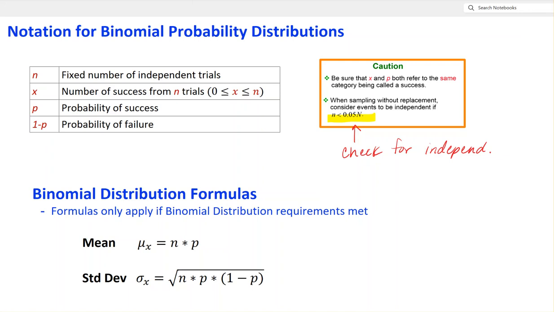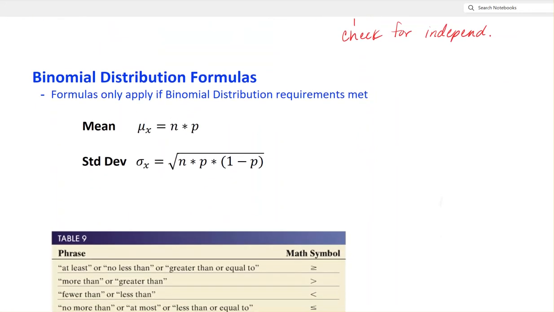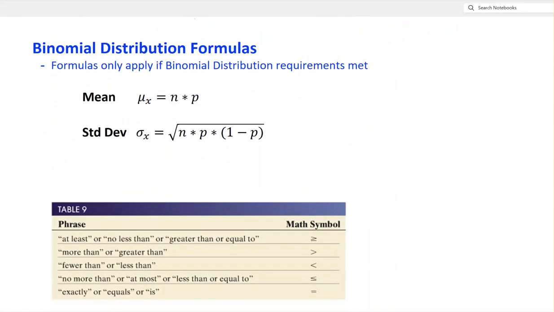Now let's talk about our distribution formulas. So here you see, in order to calculate the mean of the variable I'm interested in, that's what mu sub x is standing for. This is the mean. We haven't seen mu in a while. This is saying the mean of my variable x is equal to the sample size times the probability of success. So n times p.